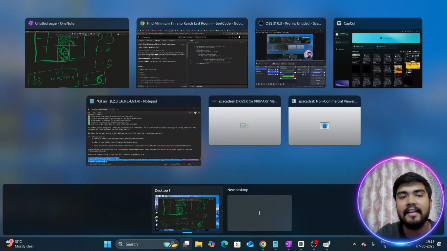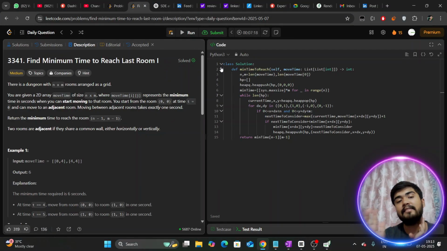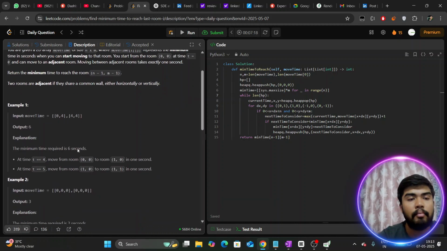So now you can go through the test cases to understand them. Otherwise, if you are not able to understand this particular note in the explanations, you are not going to get the gist of this problem. So here you can see that at t equals 0 we are at 0 0. The minimum time required is 6 seconds.